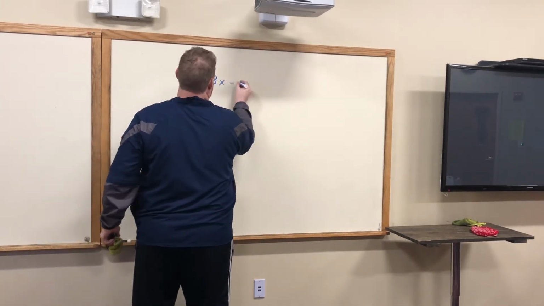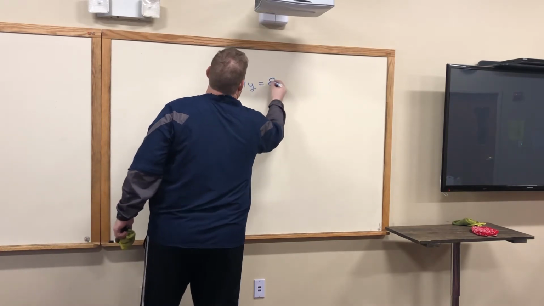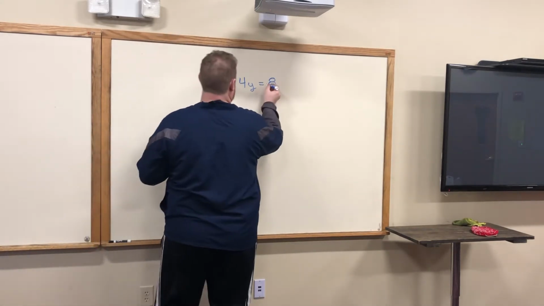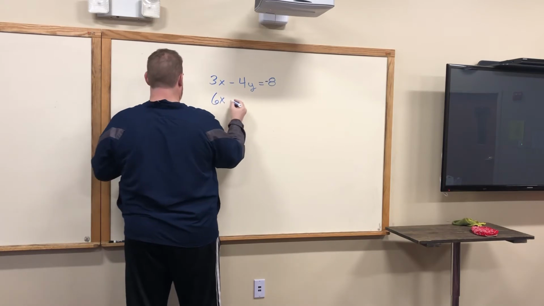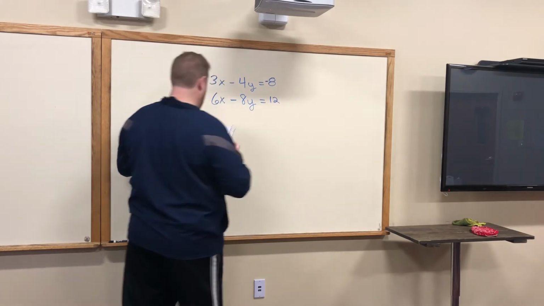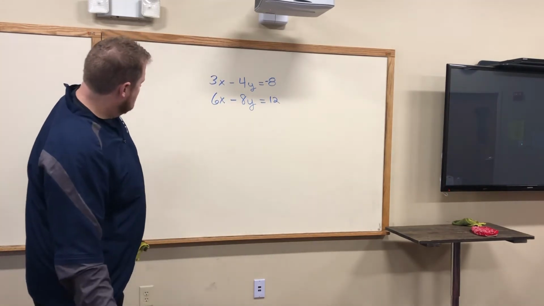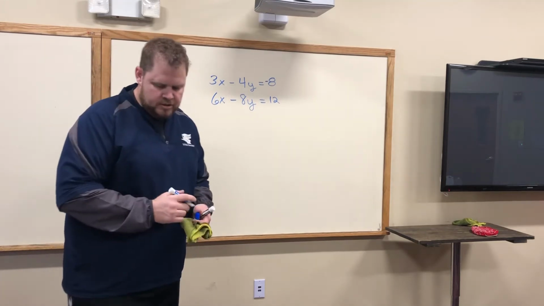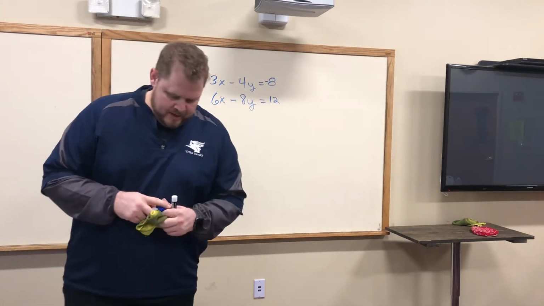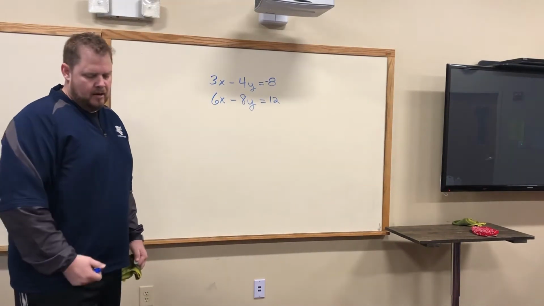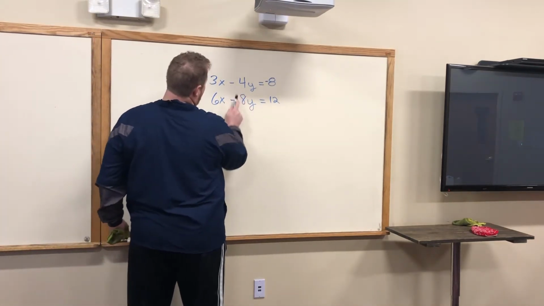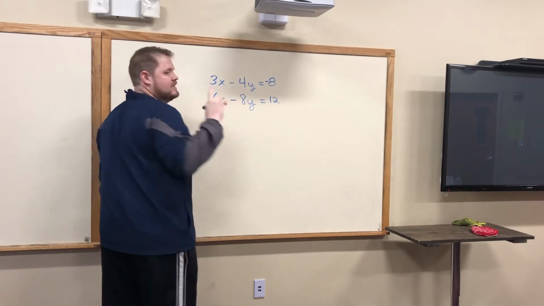3x minus 4y equals negative 8, sorry. I'll take my book up here to make it easier. And 6x minus 8y equals 12. So, what am I going to do? I want to get these to have a common thing so I can eliminate. Okay, so I can eliminate, all right? So, what is a common thing? So, what do I need to do to get these two signs to be different?